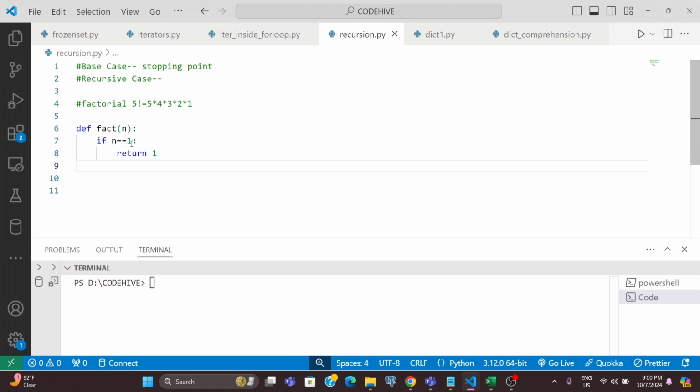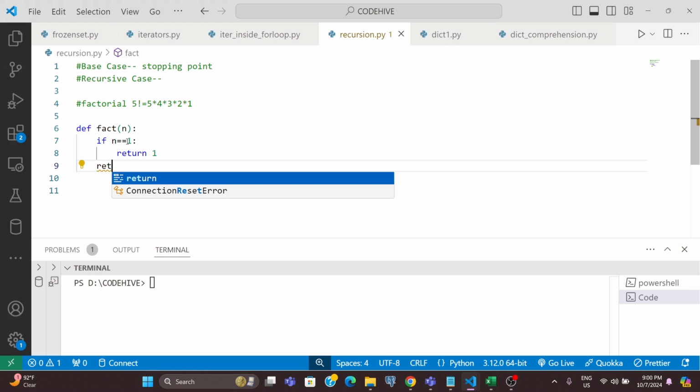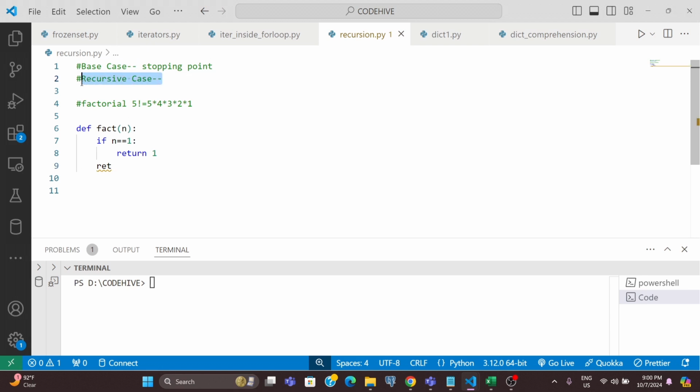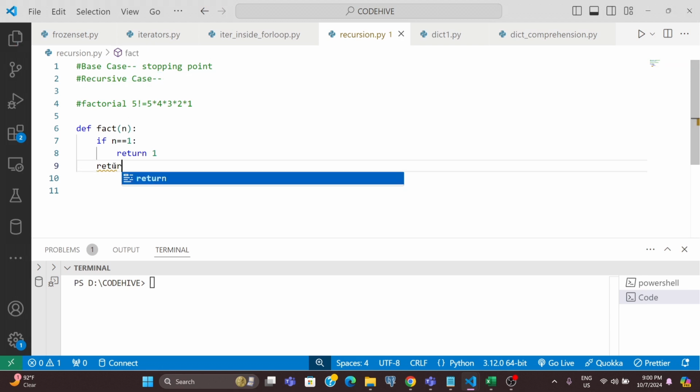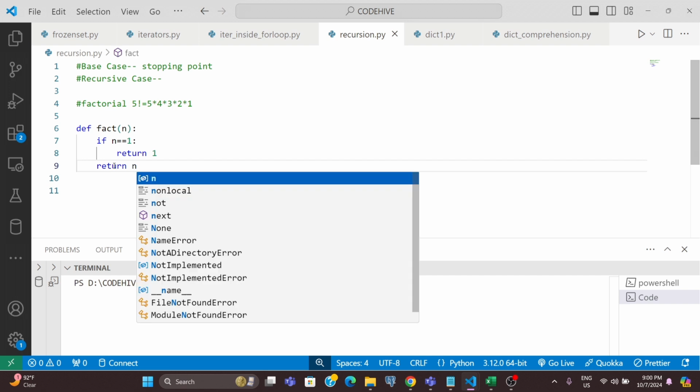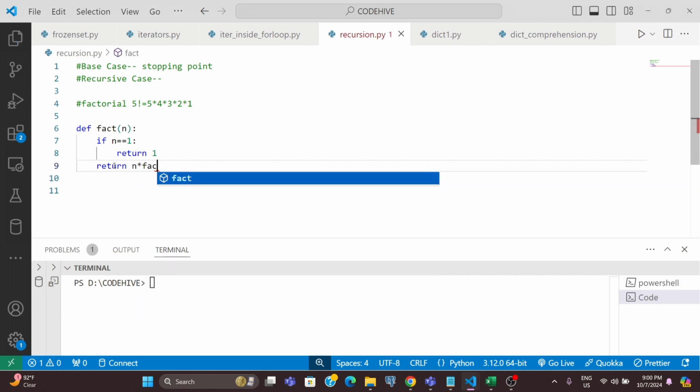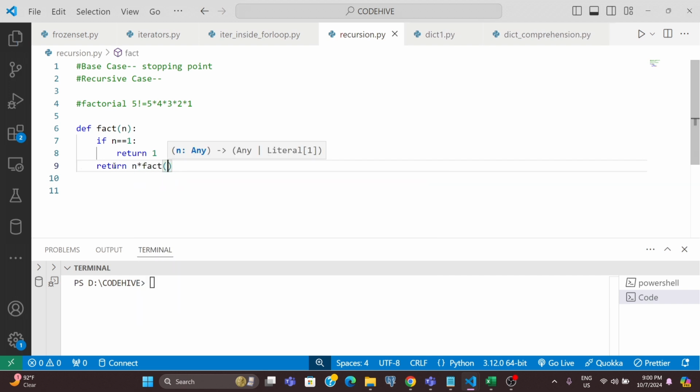Otherwise we need to call the recursive case. So here comes the recursive case: return n into fact of n minus 1. Each time it will subtract 1, and when it reaches 1, it will return 1. Clear? So that is the working.